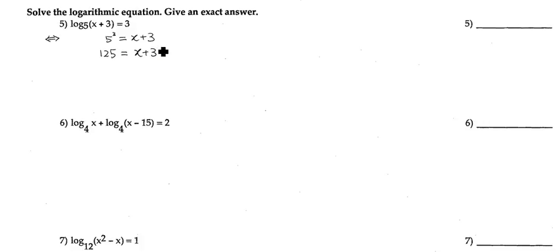We minus 3 on both sides. So we will get 122 equals x. So that means x is equal to 122. It's absolutely fine to have the x on the right side. Are we done? We have to check it because this is a log equation. Whenever you have an equation involving log, we cannot just leave it like this. We must check our answer, even though the question didn't say so.